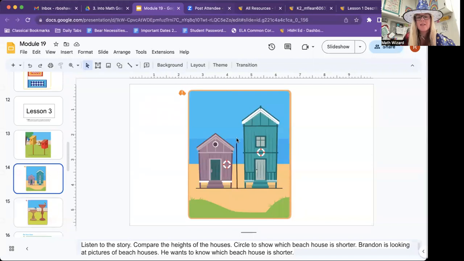So let's see here. This house is that tall, purple house, and the blue house, green house, and a more turquoise house is that tall. Which house is shorter? Purple house is fun, huh? Okay, can you circle which one is shorter? Circle to show which house is shorter. You can pause this while you figure that out.